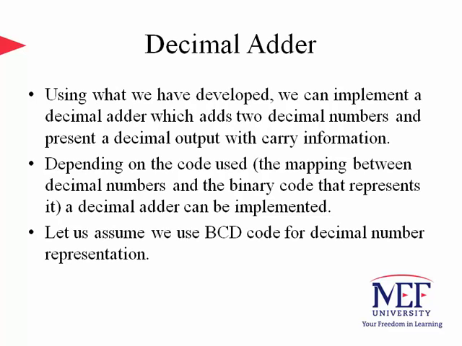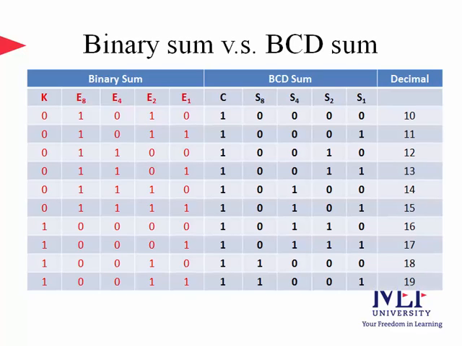I want to bring something to your attention now. When you sum two decimal numbers, the maximum number you can get is 18. And plus 1, perhaps due to a carry from the previous stage, gives you 19. When you compare the binary sum representation and the BCD representation, you can realize that these two representations differ for decimal numbers from 10 to 19. The rest of them are the same.